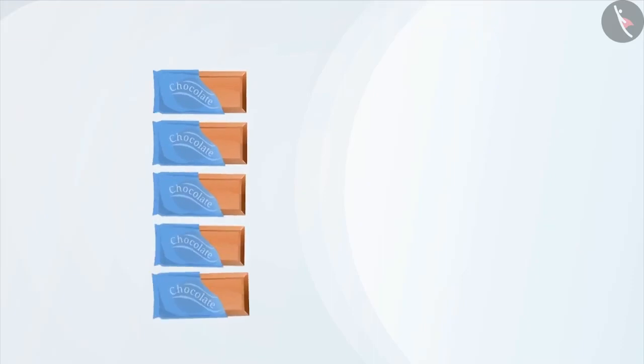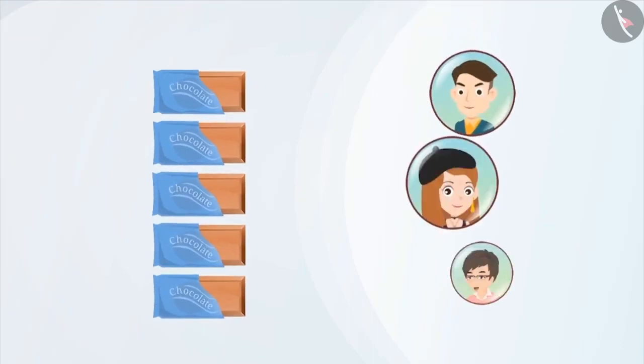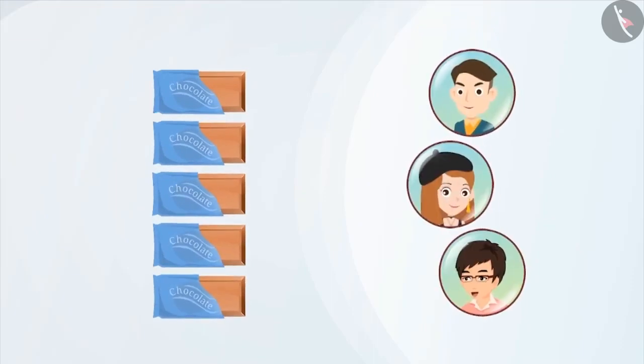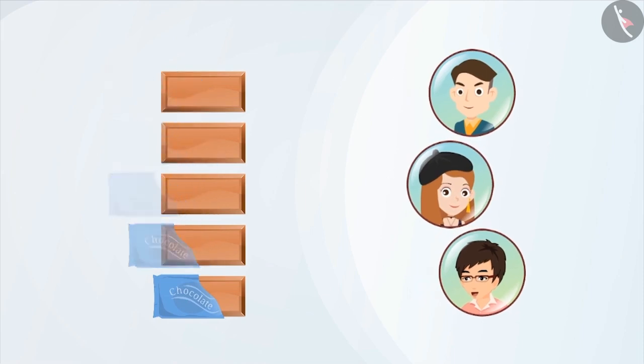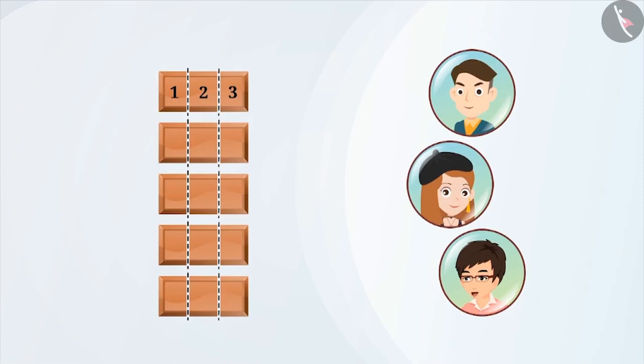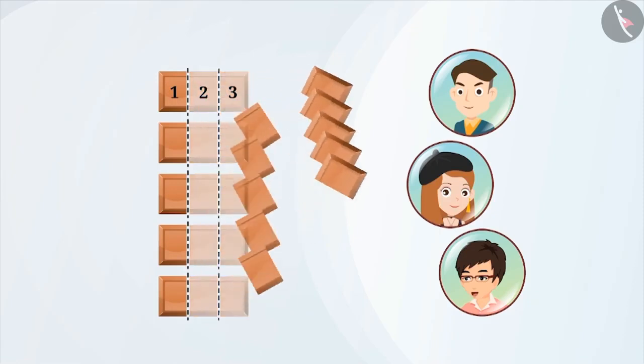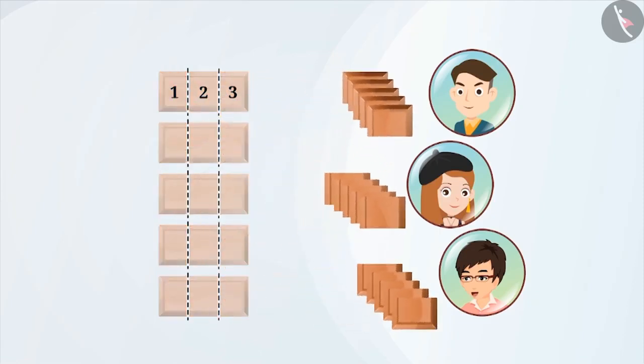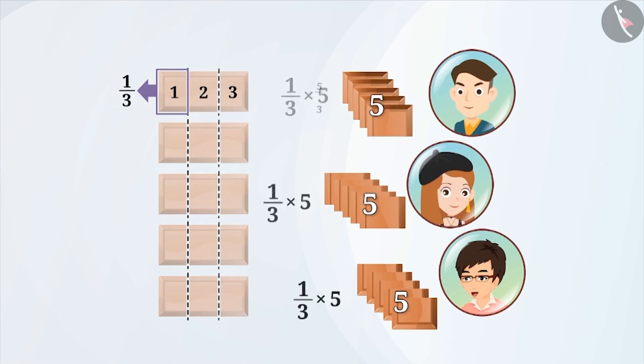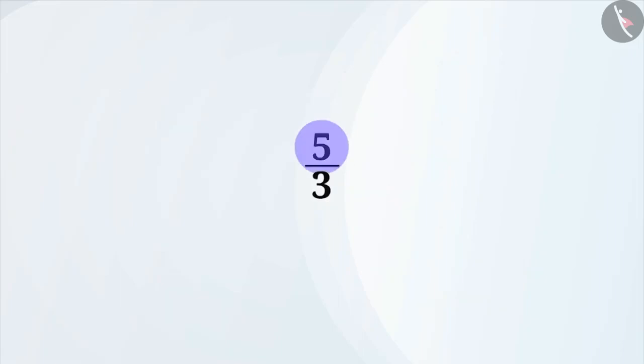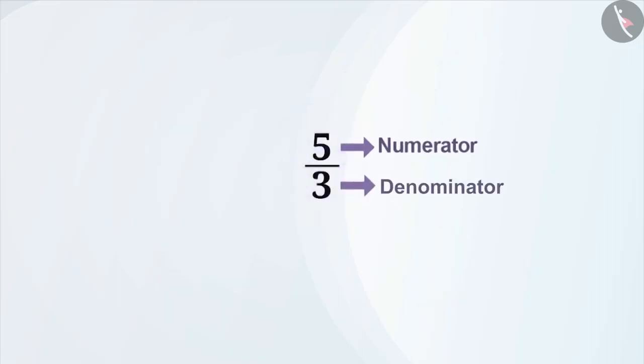Let's assume that you have 5 chocolates and you have to divide them equally among 3 people. Then how many pieces will each person get? For this, we have to divide each chocolate into 3 equal parts and give a part of each chocolate to each person. By doing this, each person will have 5 parts of 1/3 chocolate. Therefore, we can say that each person will get 5/3 chocolate. In this fraction, 5 is the numerator and 3 is the denominator.